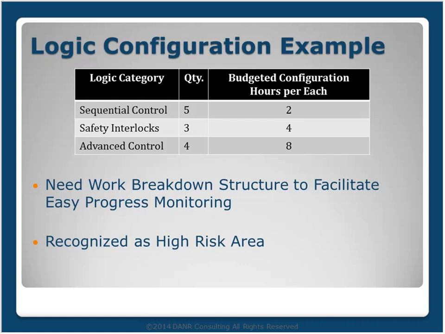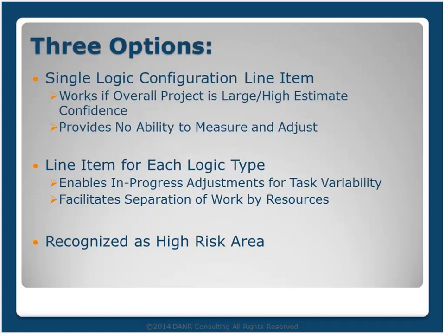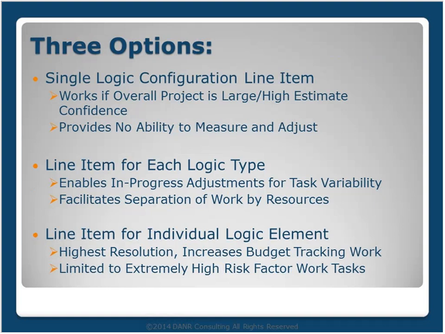So you need to set up your work breakdown structure and schedule so that you can accurately and easily track progress on your project coming out of the FEL. And you consider this logic a bit of a high-risk area because there's always some uncertainty in more complex logic configurations. So what are your options? Well, there's really 3. As you create your FEL documents, the first option is to have one line item that lumps together all of the logic configurations.